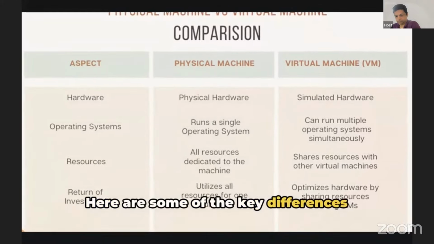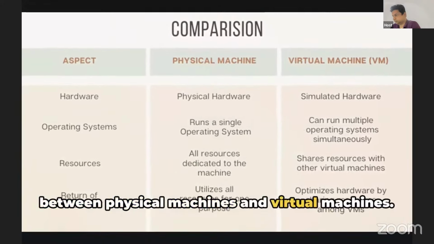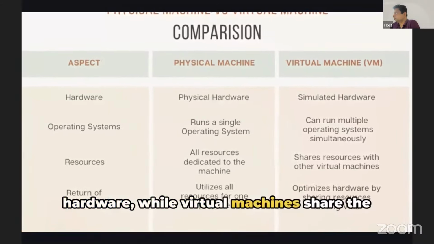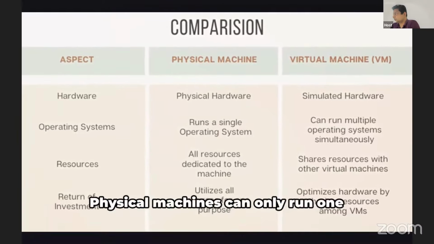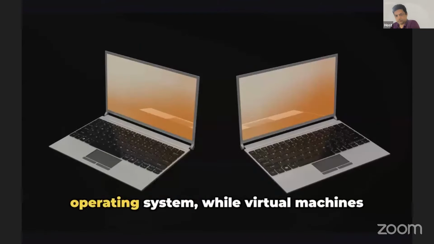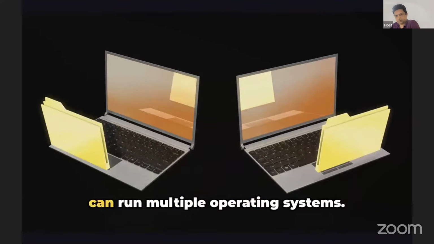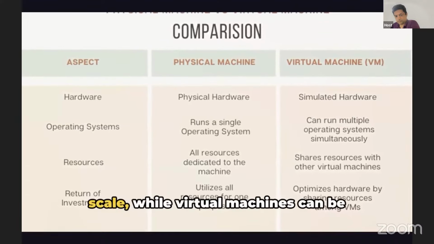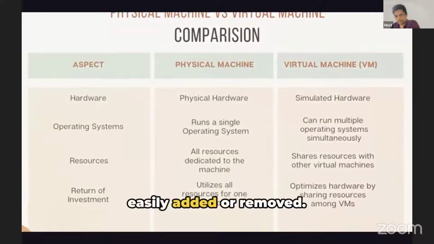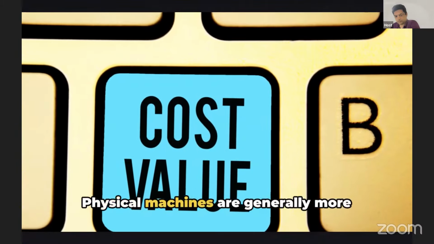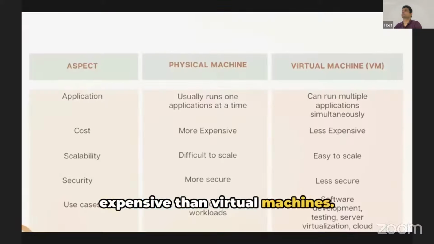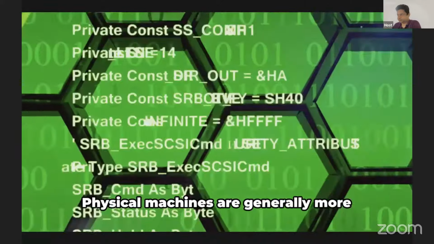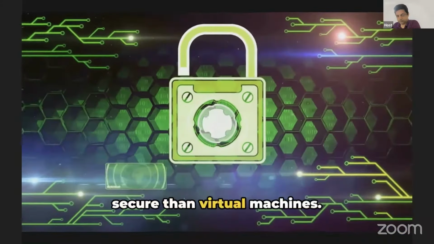Here are some of the key differences between physical machines and virtual machines. Physical machines have dedicated hardware, while virtual machines share the hardware of the physical host. Physical machines can only run one operating system, while virtual machines can run multiple operating systems. Physical machines can be difficult to scale, while virtual machines can be easily added or removed. Physical machines are generally more expensive than virtual machines. Physical machines can be more difficult to manage than virtual machines. Physical machines are generally more secure than virtual machines.